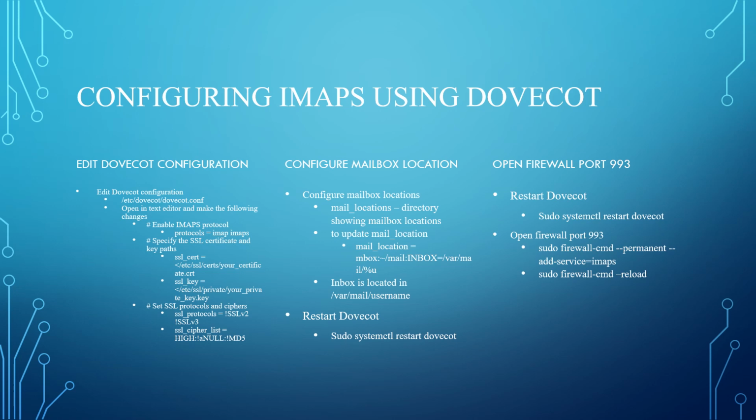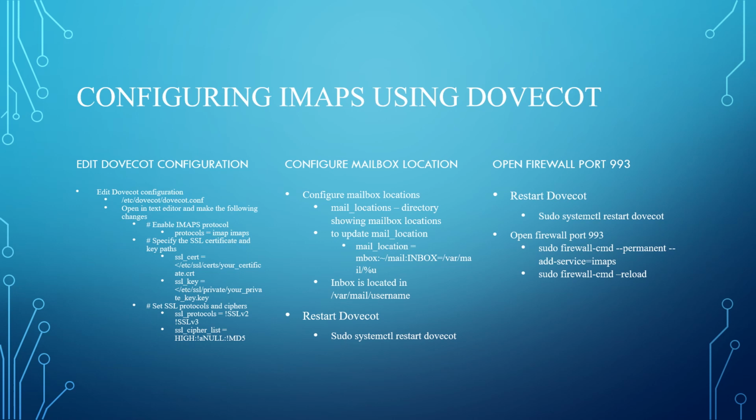For configuring IMAPS on the Linux operating system, we're going to utilize Dovecot. Now, we covered Dovecot in our previous presentation, but to give a little more detail here, Dovecot is an open source IMAPS and POP3S email server and is widely used because of its reliability, scalability, and ease of use.